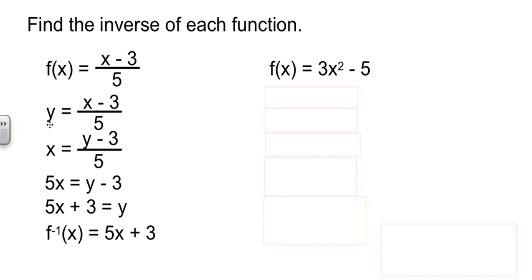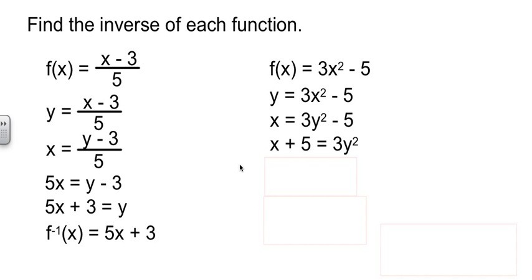So switch it to a y, trade their places, get y alone, switch it back to inverse. Let's do one more of these. We have f of x equals 3x squared minus 5. First job is to switch that f of x into a y. Now change x's for y's. So I switched everything that was a y into an x and everything that was an x into a y. Now I need to get y alone. Add the 5 over. Divide by 3.